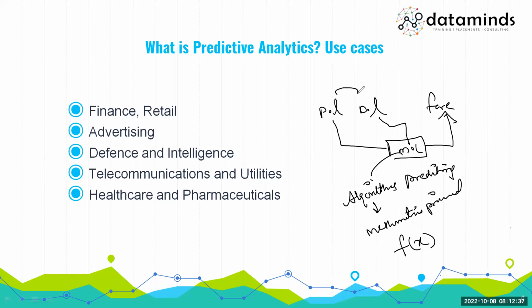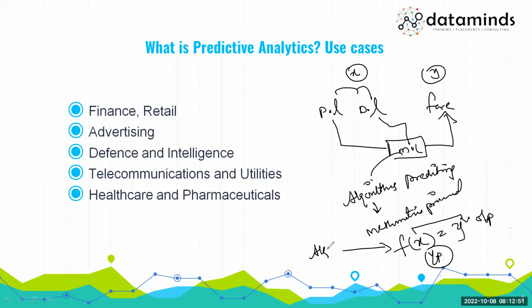X is nothing but these two inputs. This is the y output. f of x is equal to y. So based on the inputs, you are getting the output value, and using what? A function. A function is nothing but an algorithm. We'll be discussing a wide variety of algorithms on this kind of thing. That's nothing but machine learning.